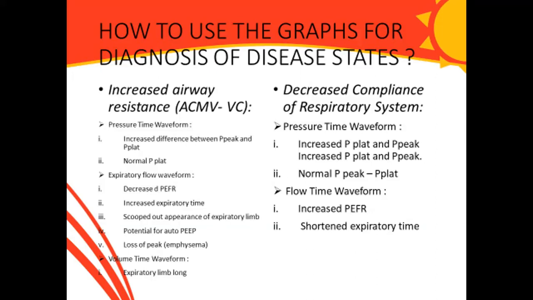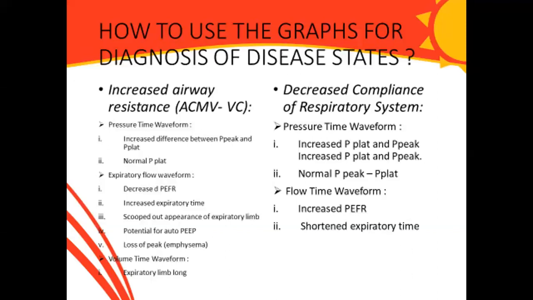All right, for the volume time waveform, the expiratory limb is usually longer than the inspiratory limb when you have cases of increased airway resistance. All right, if there's decreased compliance of the system, whether of the thoracic cage or the lung parenchyma, you will see that there's increased plateau pressure. All right, everything is increased there because there's a decreased compliance.